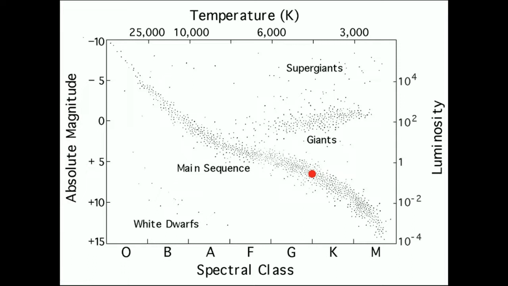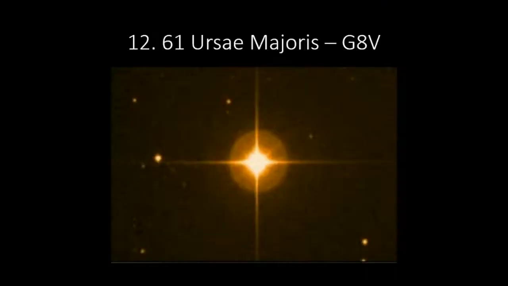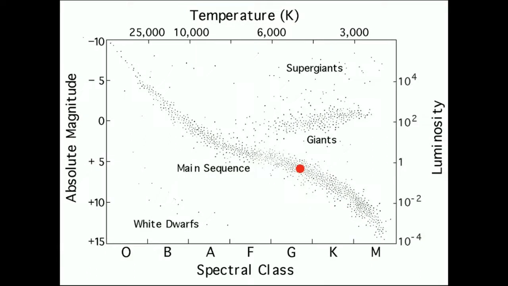We're going to get out of the main sequence at some point here, but not yet. Number 12, 61 Ursa Majoris is a G8V. Okay, so here, again, it's on the right side of G, in the main sequence part of it. So it's very close to the last one, right? But the last one was just over the line for K. This one's a little bit back over in G. Again, still in the main sequence.